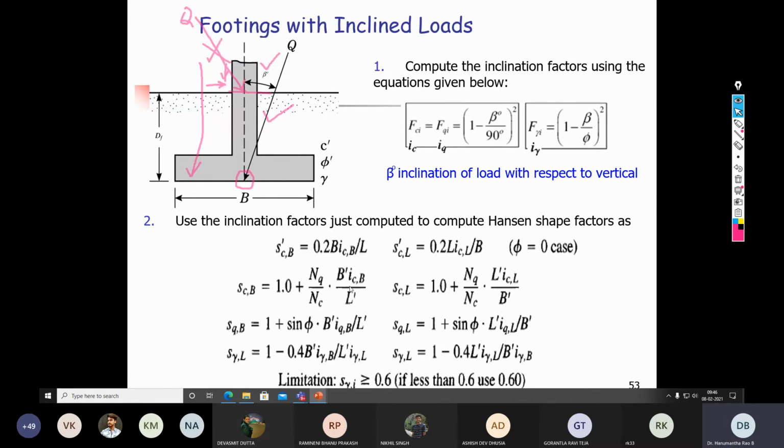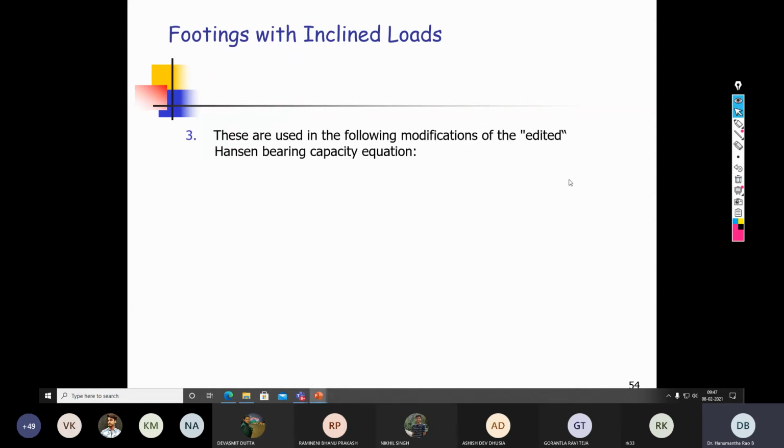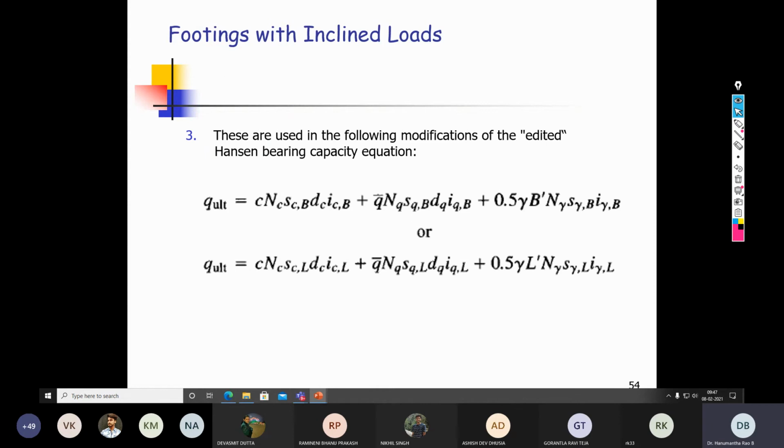The remaining ones are all the same. There is no change in the shape factors. There is no change in the depth factors. They will be as they are. The only additional term that comes into the picture is the calculation of the inclination factor. So these are the equations. Q ultimate is nothing but c Nc Sc Dc Ic.